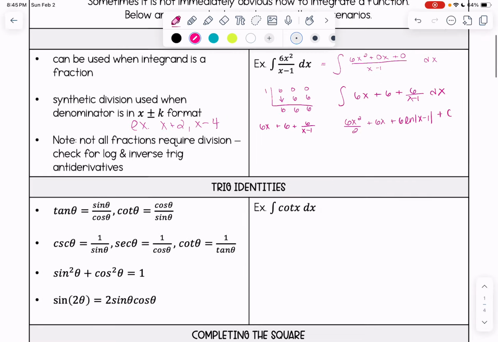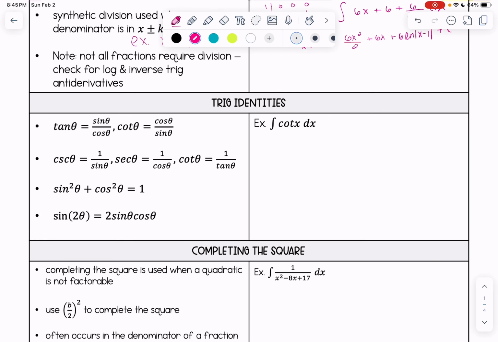All right, the next type is trig identities. So here are some trig identities on the left. Tangent is sine over cosine. Cotangent is cosine over sine. Then we have all of our reciprocal functions. We have our Pythagorean identity, sine squared plus cosine squared equals 1. And then sine 2 theta equals 2 sine theta cosine theta.